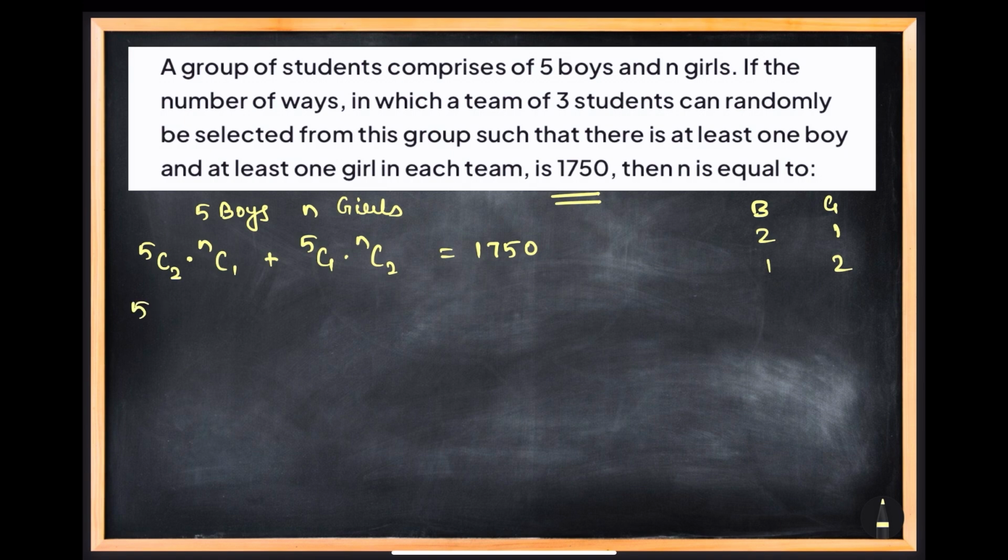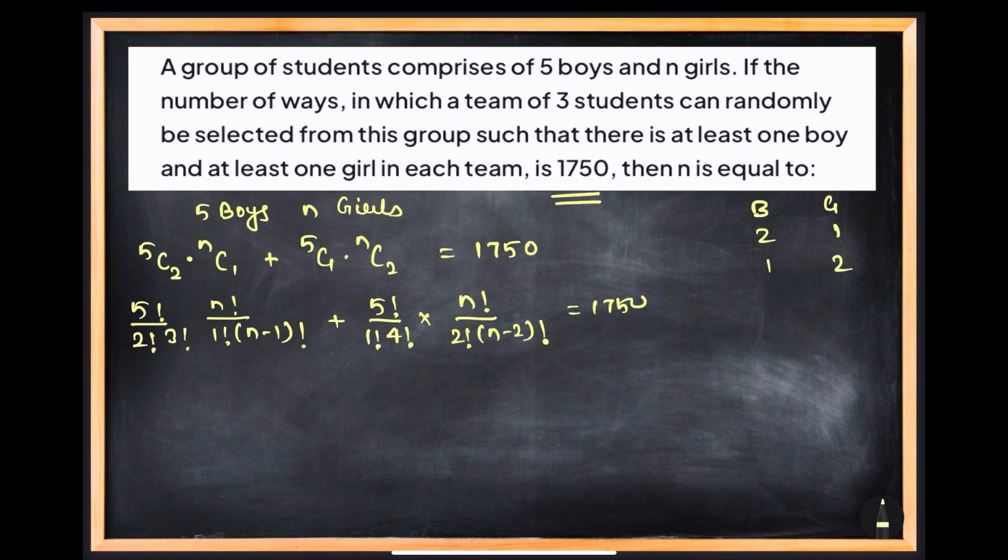So 5 factorial by 2 factorial, 3 factorial, n factorial by 1 factorial, n minus 1 factorial, plus 5 factorial by 1 factorial, 4 factorial, and then n factorial by 2 factorial, n minus 2 factorial is 1750. Now look at this. Let's simplify. You have to break 5 factorial, it can be written as 5, 4, 3 factorial. So 3 factorial, 3 factorial gone. We will be left with 5, 4 by 2.